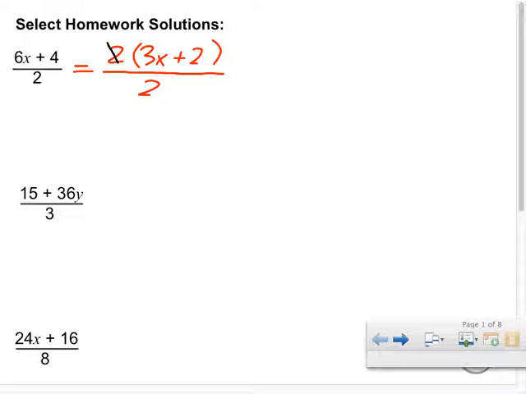I have this 2 and this 2. Those go away. So I have my answer, which is going to be 3x plus 2. Now, why are we learning this? I'm going to tell you why we're learning this.